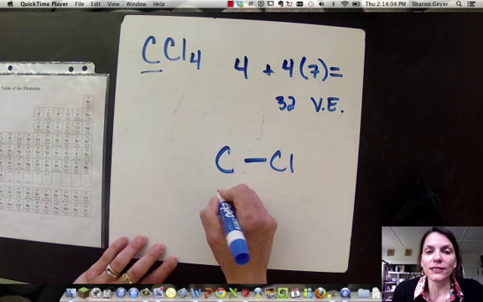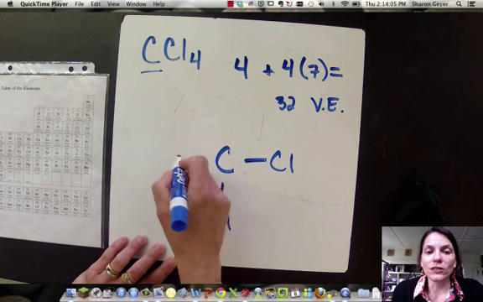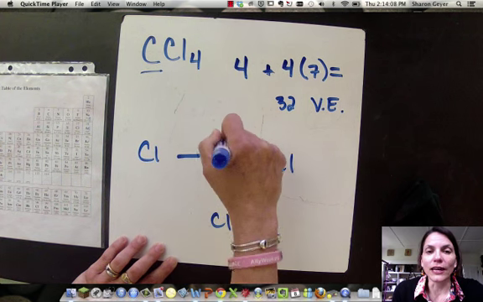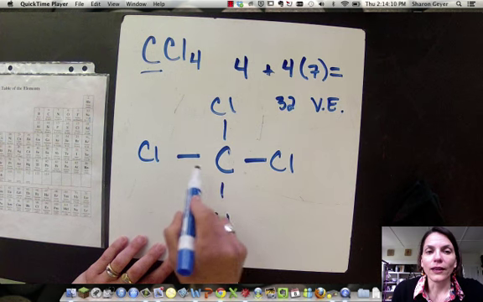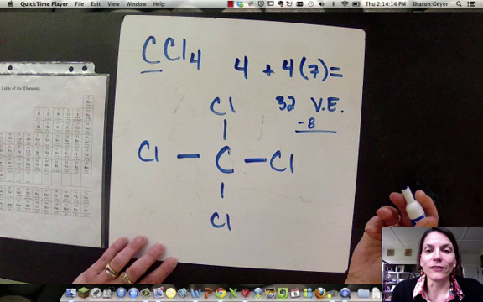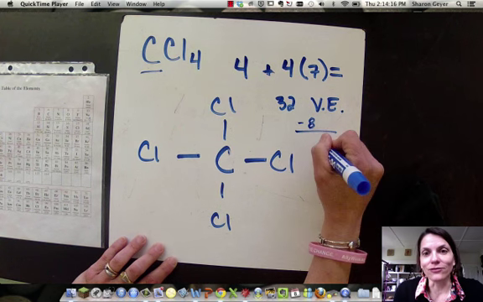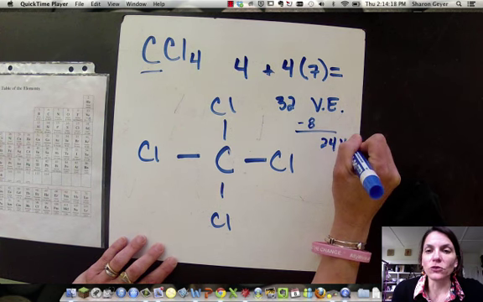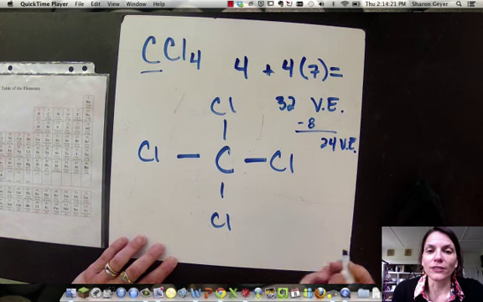Now we're going to draw the skeleton of the molecule with a single bond to each chlorine atom. It requires 2 electrons to make each bond for a total of 8. So I'm subtracting off 8 from my total. So now I have 24 valence electrons left.